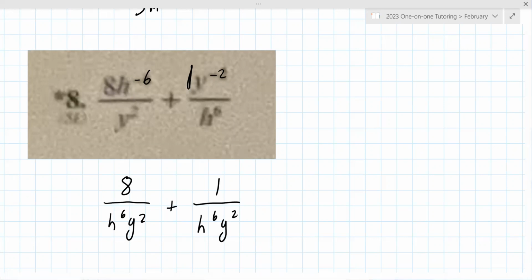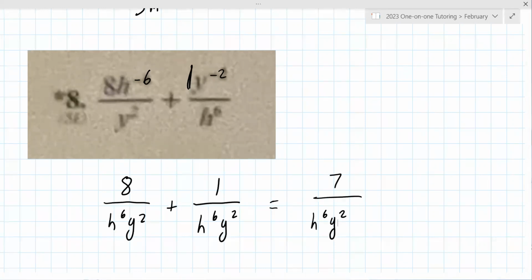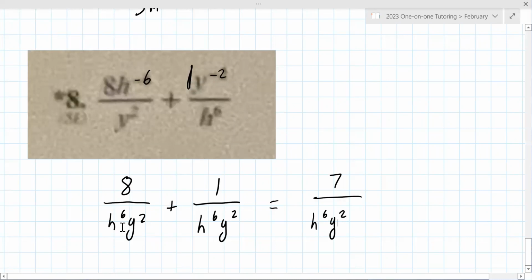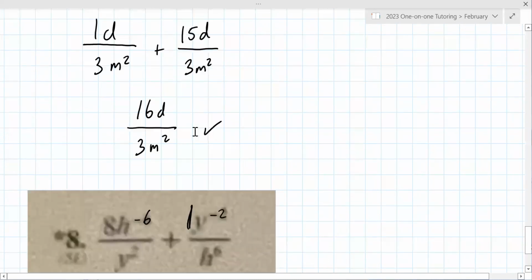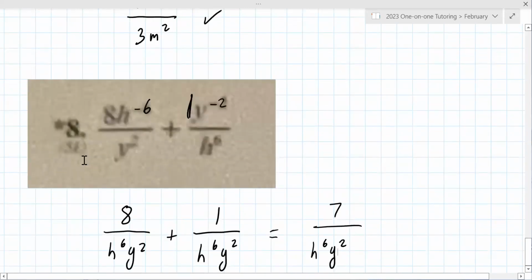So, are the bottoms the same? Yeah. So you can add the tops. So this becomes, oh, 7, okay, over. Yes, if the bottoms are the same, you can add the tops. If they're not the same, then you can't. And why is it 7? Oh, because I didn't add right.